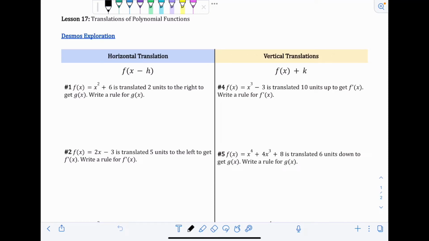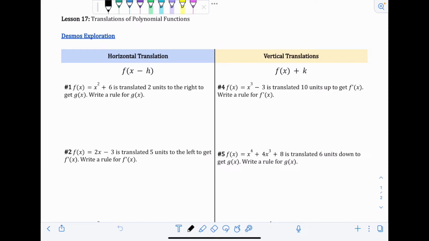Lesson 17 is about translations of polynomial functions, and translations fall under a greater group of something called transformations. Transformations are just like any change that we make to a graph, and translations specifically is just like shifting it left, right, or up or down.